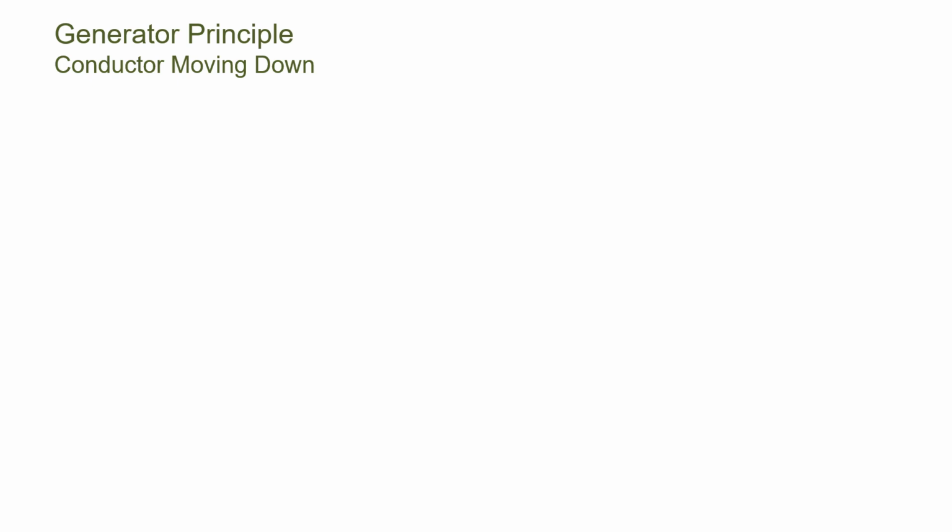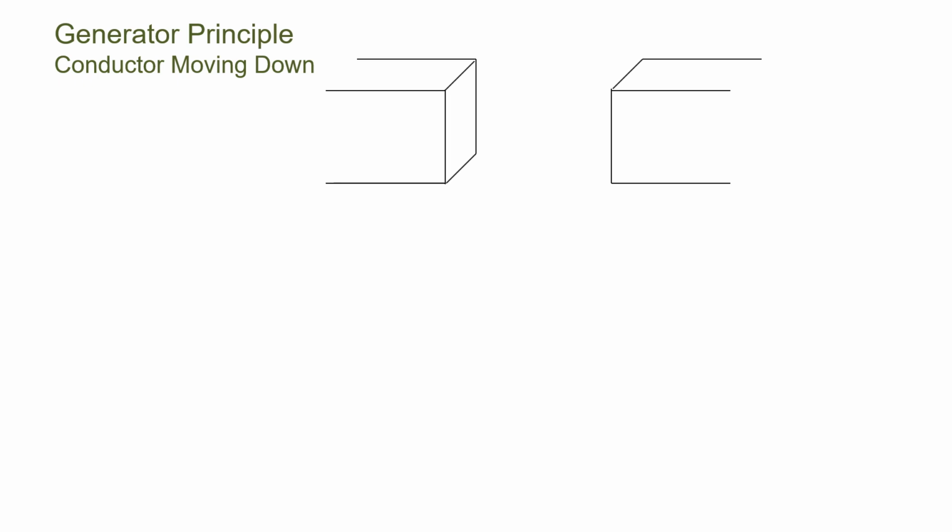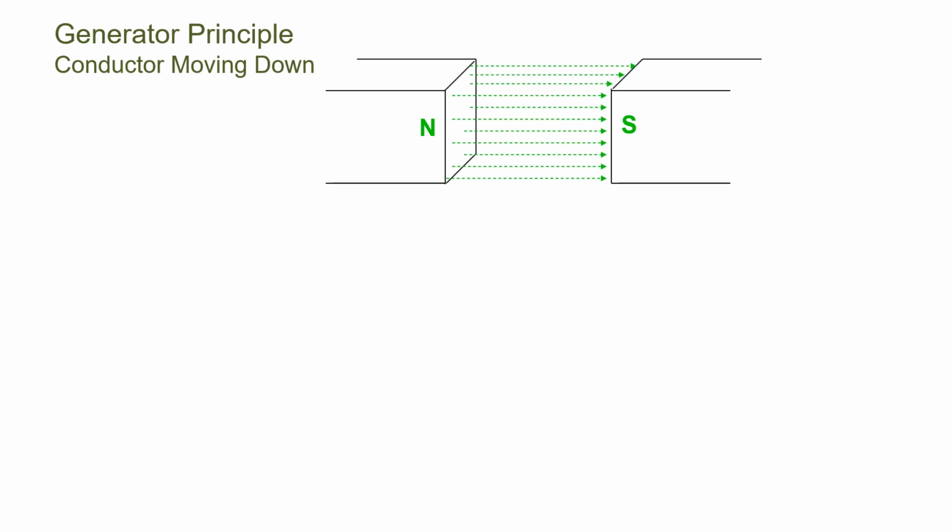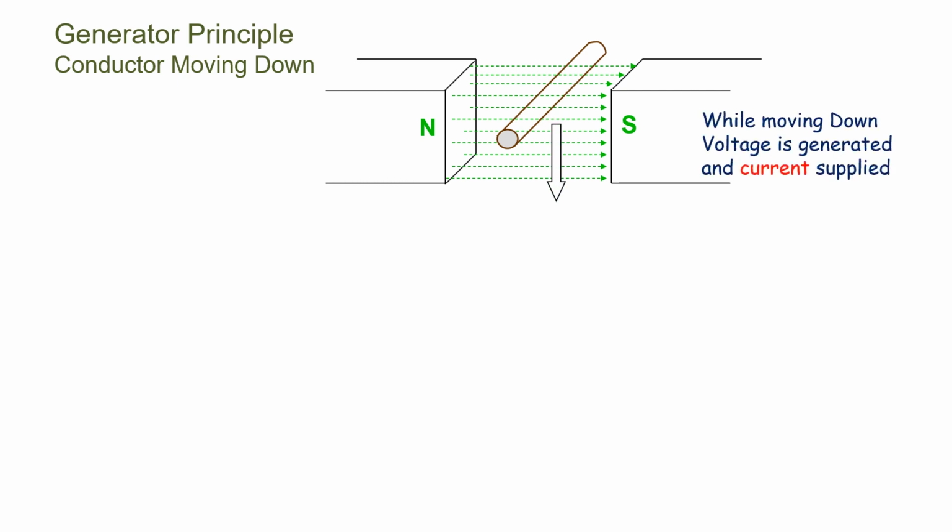In this slide, we will understand the generation of voltage for a case where the conductor is moving down. Let us look into the magnetic poles N and S, between which you have the magnetic field lines directed towards right. In this magnetic field, place one conductor and move it down. While moving down, voltage is generated in this conductor and the conductor supplies the current.